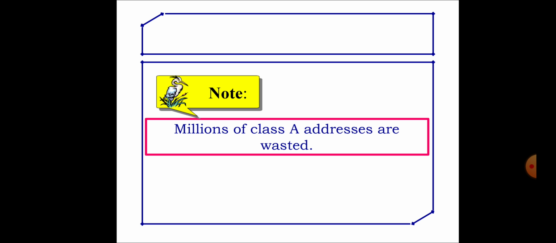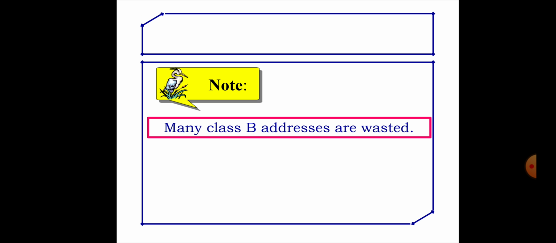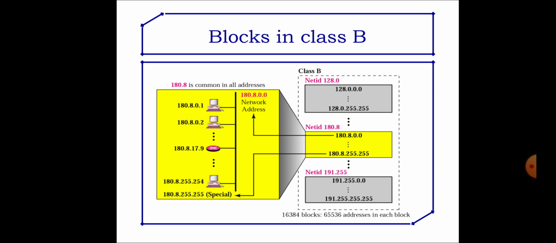So you can see 2 raised to 24 IP addresses are there. If you have 100 PCs, why would you go for 2 raised to 24 IP addresses? So many IP addresses can be wasted. Mostly this is not a good practice, to use the class A IP address. Now we are going to see the class B IP address.